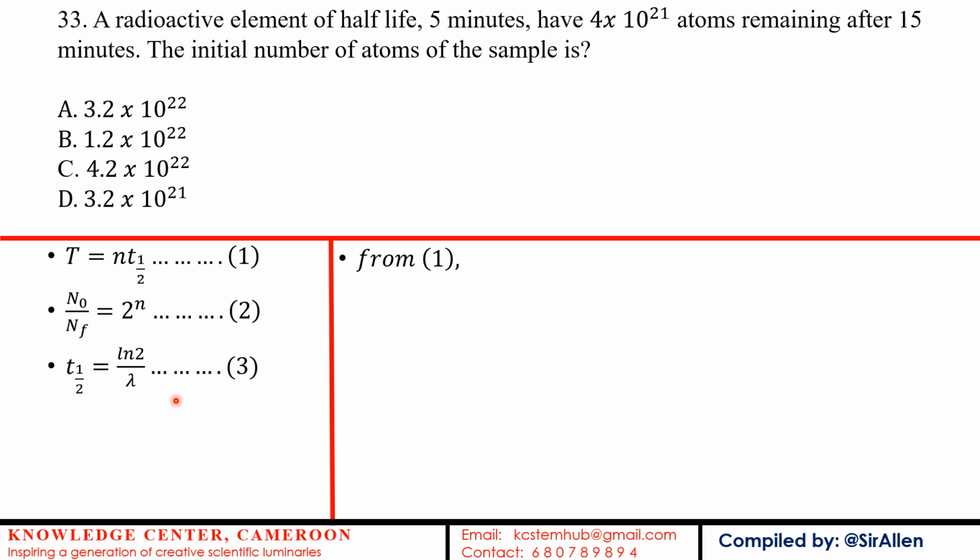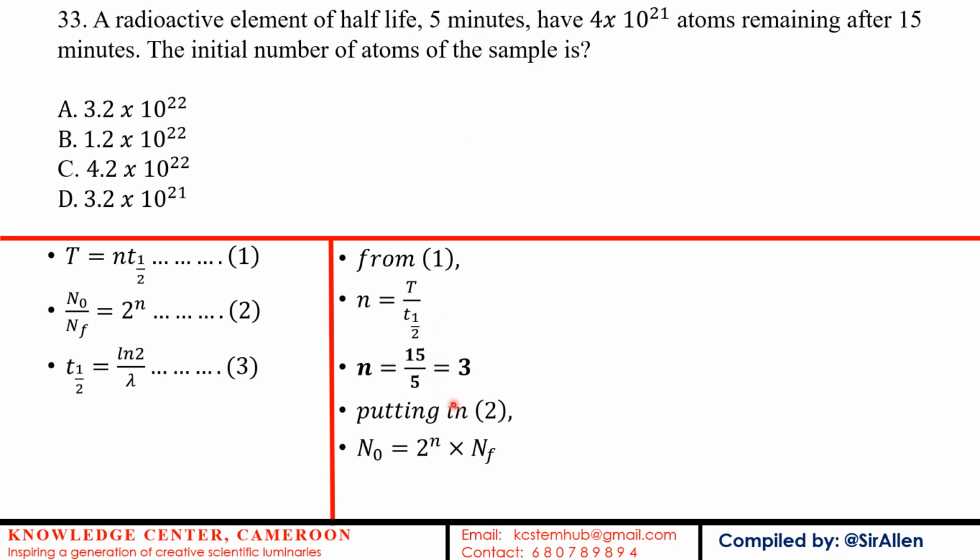Now we're going to come over, and from equation one, you notice that of course our n here would be the total time of decay divided by t half. Our total time of decay is 15 minutes. Our t half is 5 minutes. So we put those things in place, and we have our n to be 3.